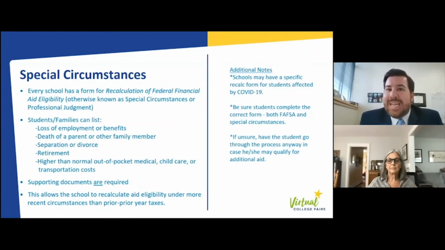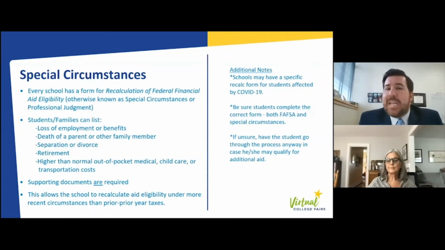If there's been any interruption in employment or if COVID-19 has impacted them negatively, students and families can list loss of employment or benefits, death of a parent or other family member, separation or divorce, retirement, maybe higher than normal out-of-pocket medical, childcare, or transportation costs. Especially again, dealing with COVID, it's important for them to outline those on the form.